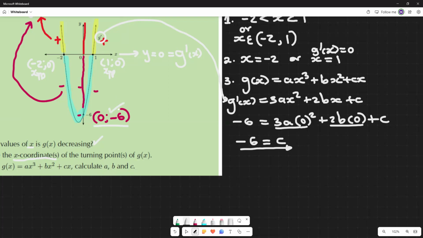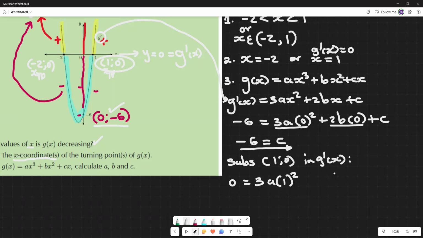Now we're done substituting this one. I'm going to now substitute that one. Let me just show: substitute the coordinate (1, 0) into g'(x). So what do we get? The y value is 0, and then we have 3a(1) squared plus 2b(1) plus c. Ladies and gents, don't make a mistake and substitute into this one. Remember, this one you don't know. It's not given. You are given the graph of the derivative, so you use the derivative.